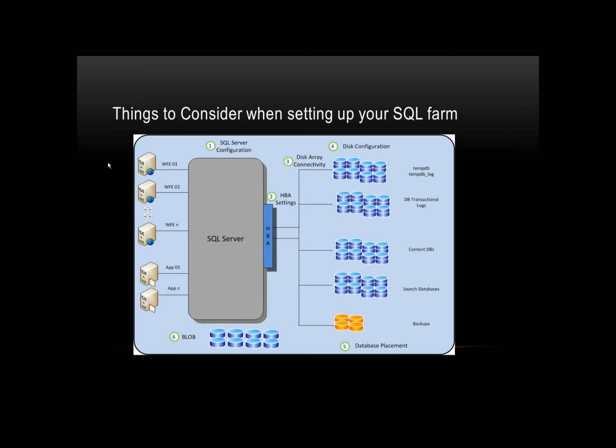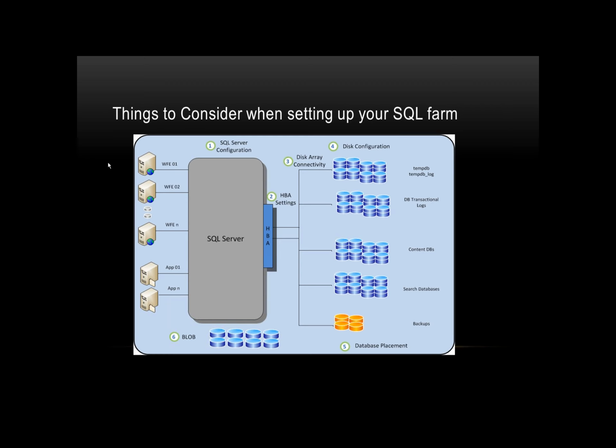The third thing to keep in mind is your disk array connectivity. So this will be how you are connecting to each LUN. A LUN is your logical unit number, which is referring to a SAN, to your storage area network. And it also is related to the type of your HBA, your host bus adapter that you have.